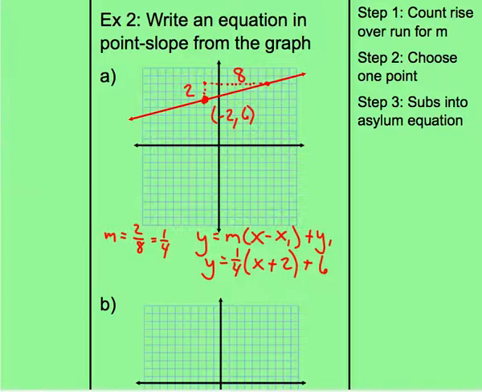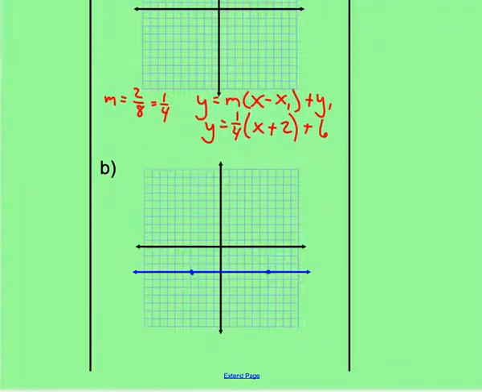Let's take a look at that one more time with our example B, our blue line. Rise over run. In this case, to get from this point to this point, I'm rising 0, and I'm running, I'm going to approximate this, it's about 10. 0 divided by 10 is 0, so I end up with a 0 slope.